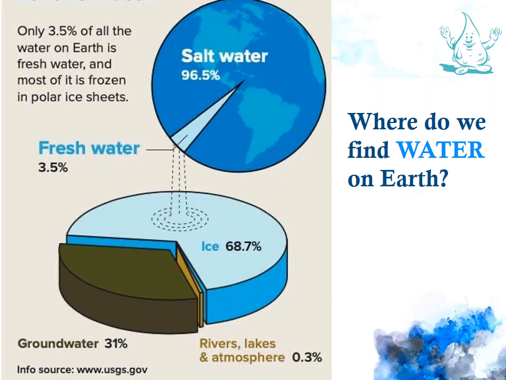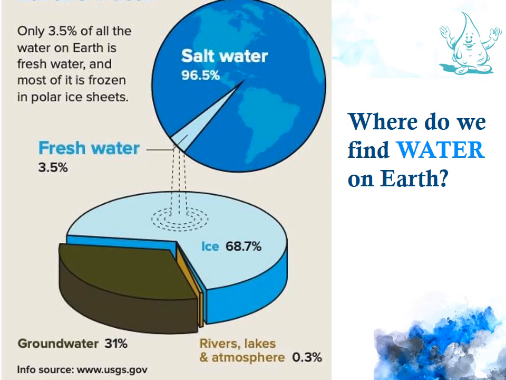Where do we find water on Earth? Most water on Earth is found in oceans and it's salty. Only 3.5% of total water is the fresh water.